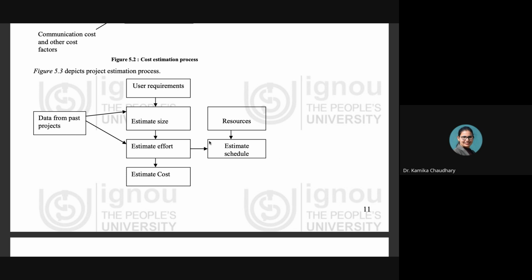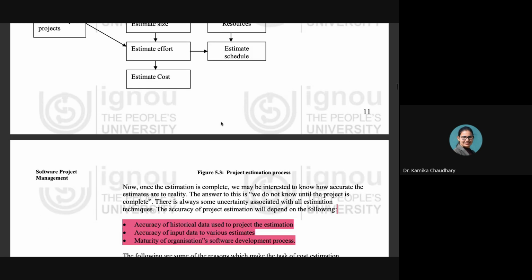And this schedule estimation also makes use of the resources which are used for the development of the project. And for estimating the size and the efforts, obviously, one parameter that is taken into consideration is the data from past projects. If there is a similarity with the data from past projects, obviously they will be taken as the reference point for estimating the size and the effort. So this is the entire process of the project estimation.